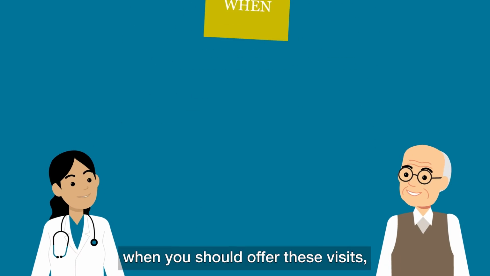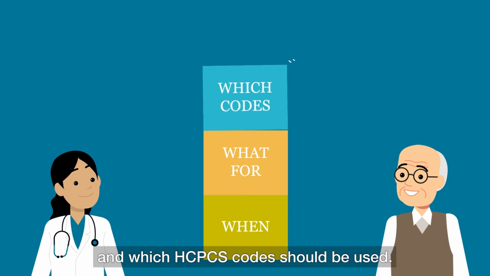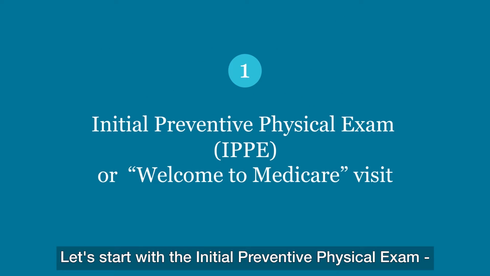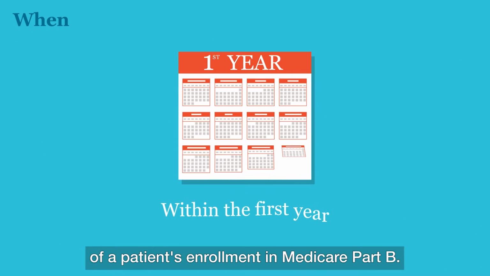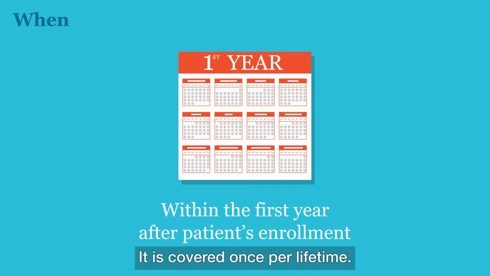Now, let's talk about when you should offer these visits, what each visit is for, and which HCPCS codes should be used. Let's start with the initial preventive physical exam, sometimes called the Welcome to Medicare visit. This visit should be used within the first year of a patient's enrollment in Medicare Part B. It is covered once per lifetime.